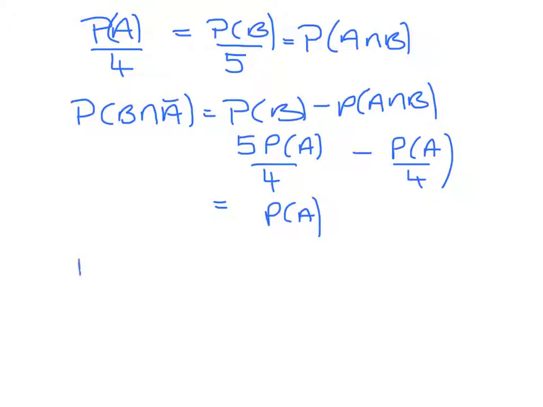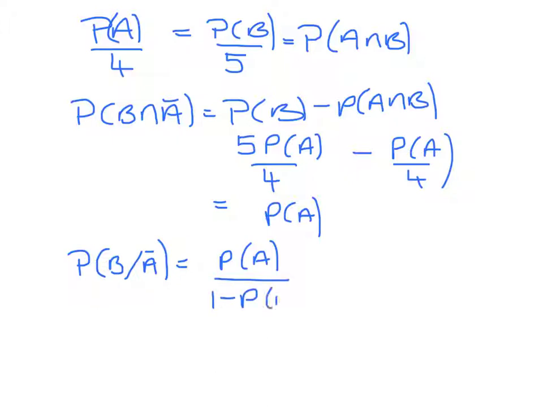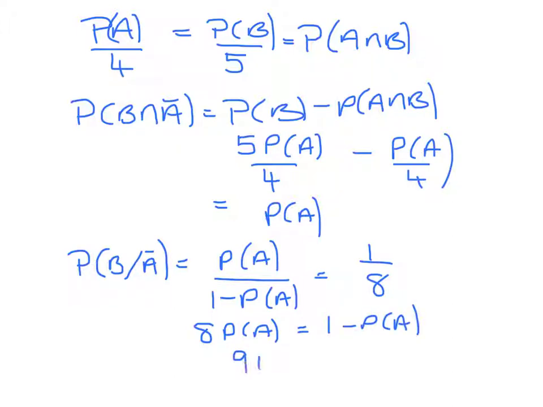Now substitute these into the probability of B, given that A has not happened. Well, that's the probability of B and not A. It's the probability of A over the probability of not A, so 1 minus the probability of A, and that has to be 1/8. Cross multiplying, 8 times the probability of A has to equal 1 minus the probability of A. 9 times the probability of A is 1. So that tells me that the probability of A is 1/9.